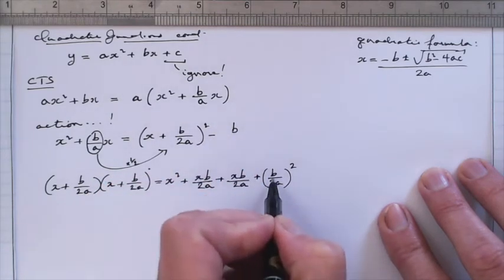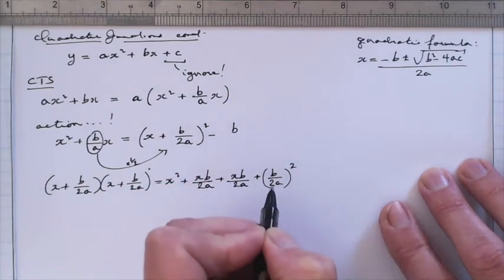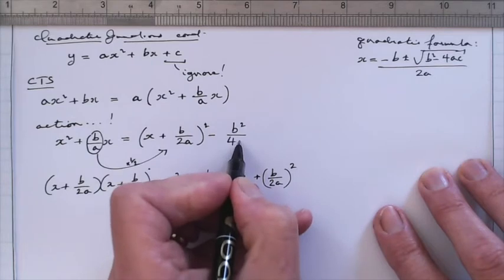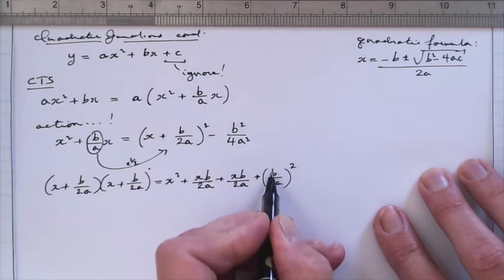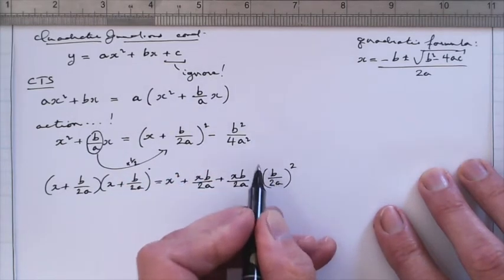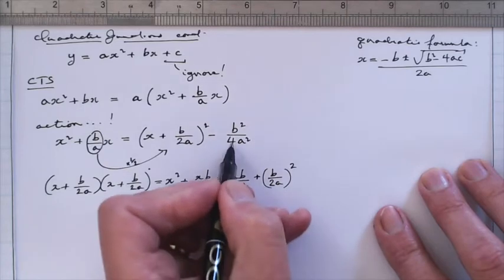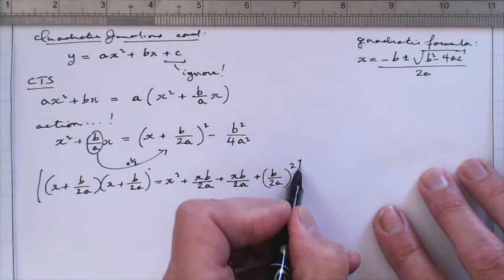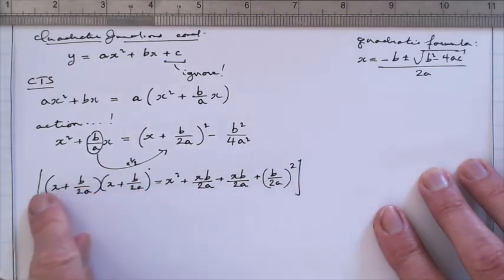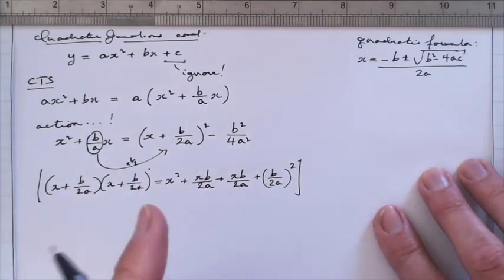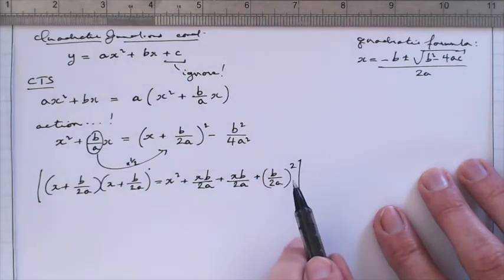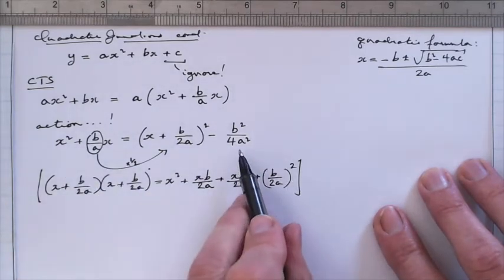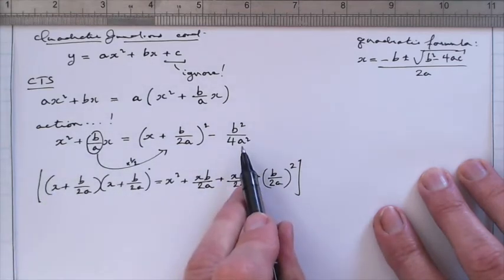I'm going to write it as b squared over 4a squared. So I'm just writing it as b times b on the top and 2a times 2a on the bottom, namely 4a squared. So you wouldn't really have to do this extra step. I'm just showing it to you for clarity so you can see why things are working. So that's actually, to be honest, the hard work done. The rest of it's a piece of cake.